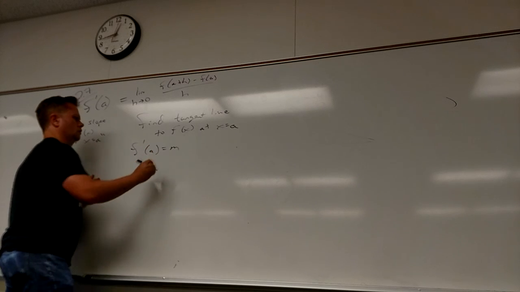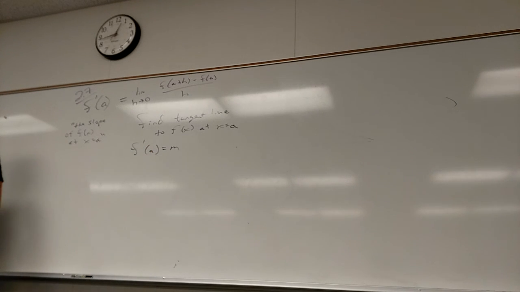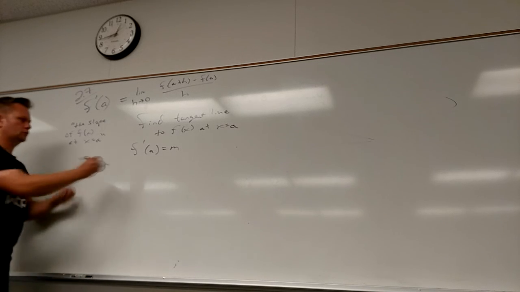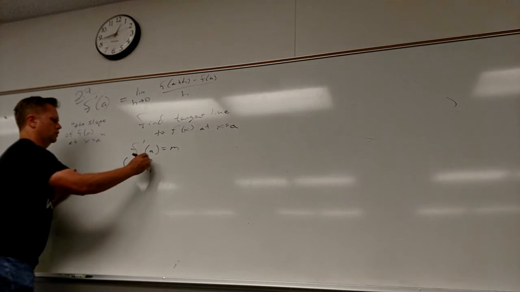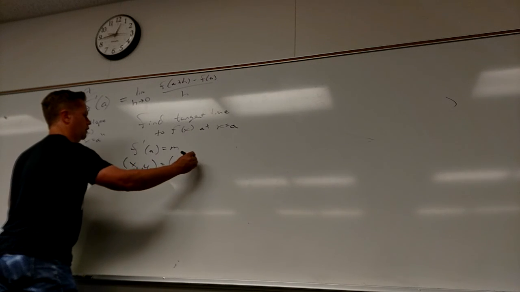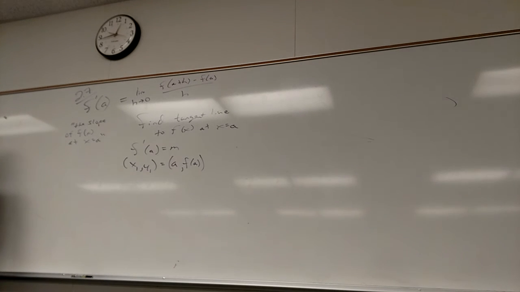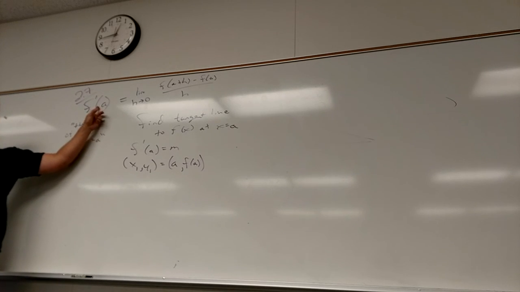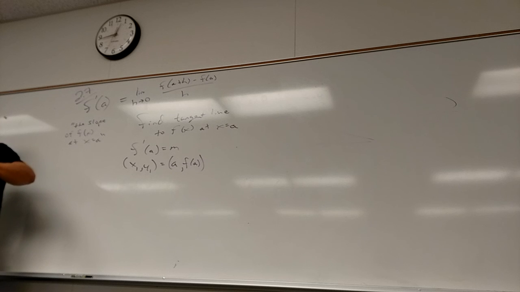Oops. So f prime of a equals m. And you also need a point, x1, y1, which in this case would be a, f of a. So just to show you, it's so easy to get lost in notation when in practice it is so simple. You know how to plug stuff into the y minus y1 equation. It doesn't really change. It's just that where we get the slope from is different than it was in algebra.